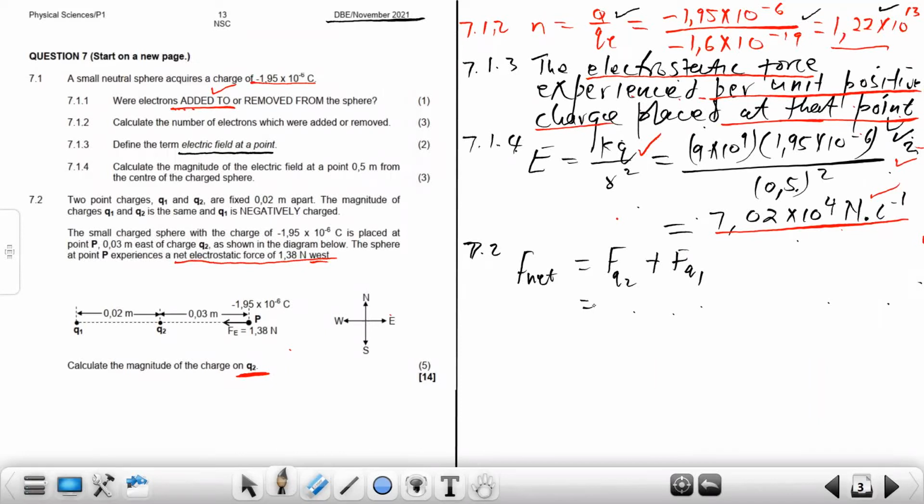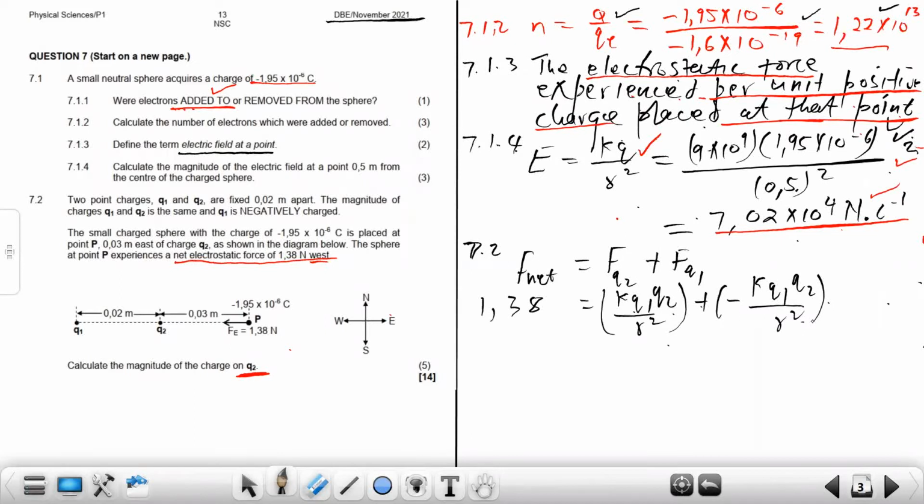And this is easy. We know F net is 1.38 to the west. And we know that we can easily say kQ1Q2 over R squared, plus and minus, because the other one is going to be negative, and now R squared there. Remember, the negative is from the free body diagram.